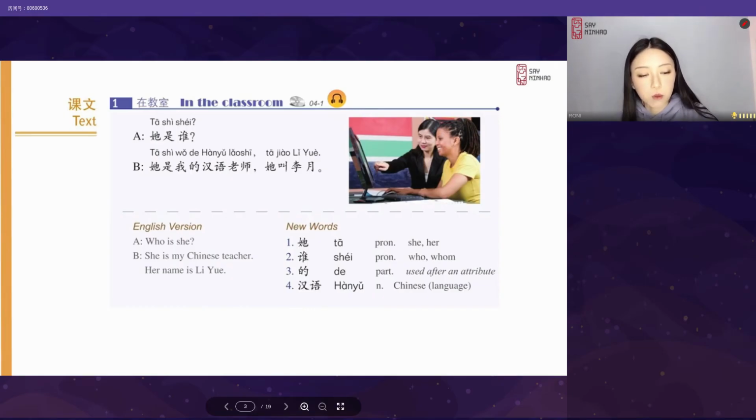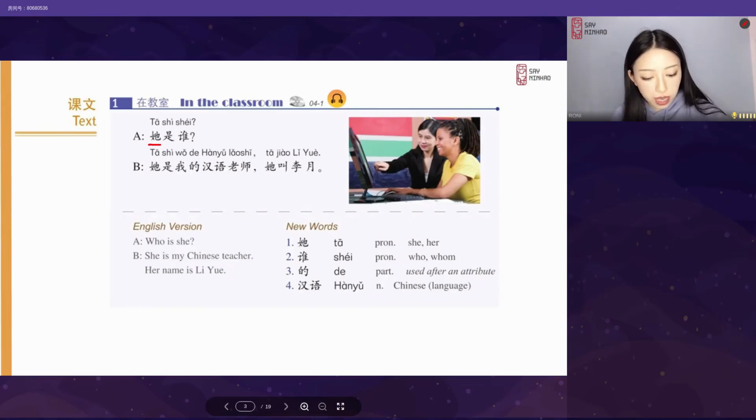Now let's move on to the text. I will read it once and please pay attention to the pronunciation. 他是谁？他是我的汉语老师，他叫李月。Okay, let's see the grammar in it. So first one, 他是谁? It is a question, which means who is she?